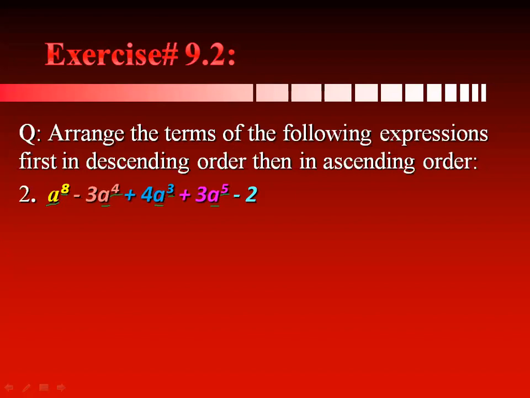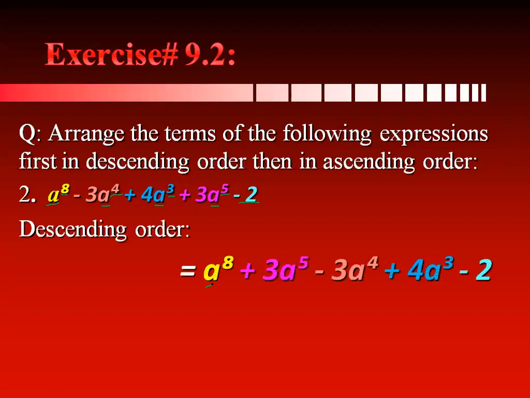So it's okay if any power is missing. We will move on to the next lower power. If you look here, minus 2, the power of a is 0. If nothing is written, no variable, we will consider that the power of a is 0. So you simply have to arrange in descending order. You start from the greater power. The greater power is a^8, so you will write first a^8.